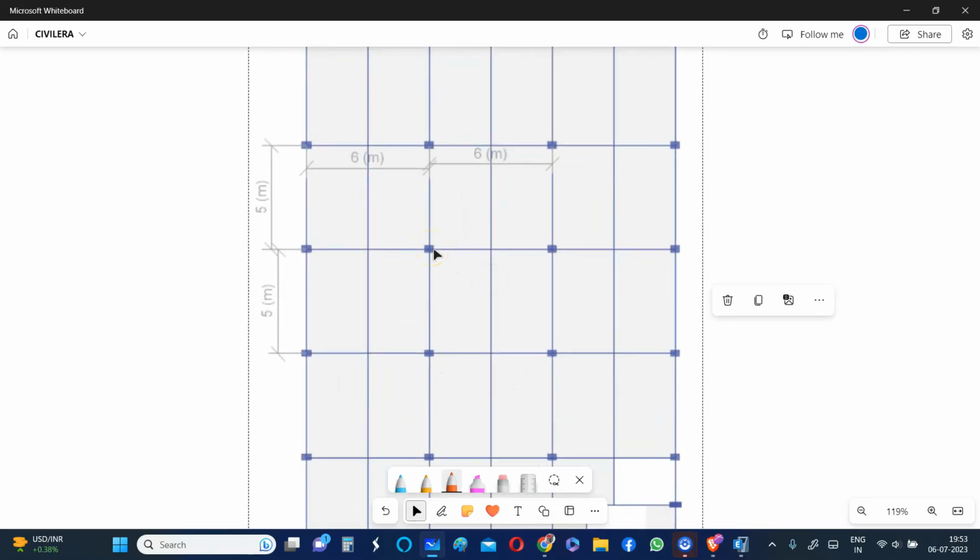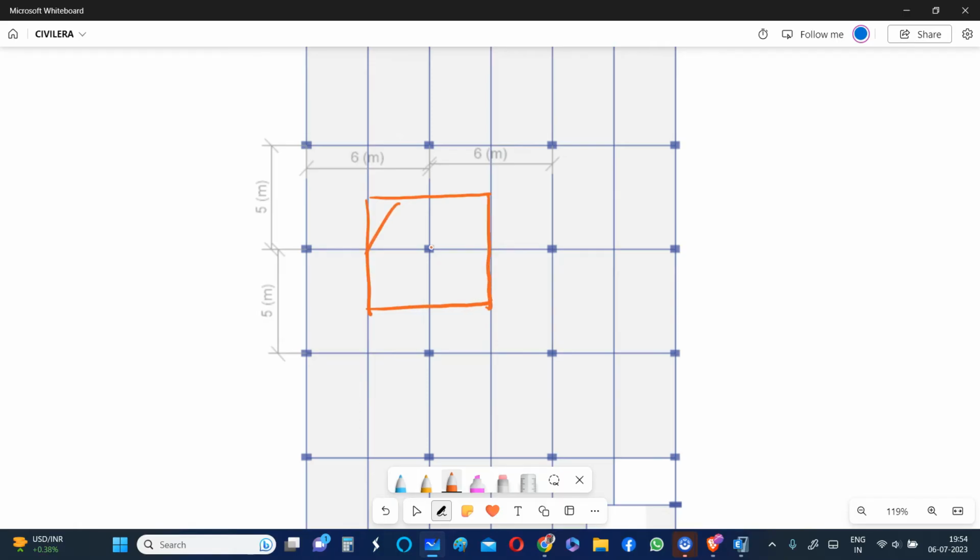You know that the contributory area is half the span. So this is likely to be the contributory area of this particular column. This much area of the load is going to come onto that column. If you measure this, this is 3 meters and this is 3 meters, so the total is 6 meters. And this is 5 meters, half of that is 2.5 meters, and here also it's 5 meters and half of that is 2.5 meters.